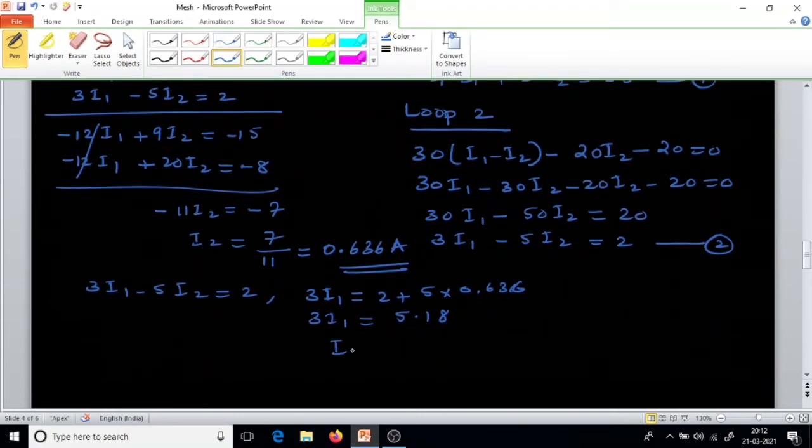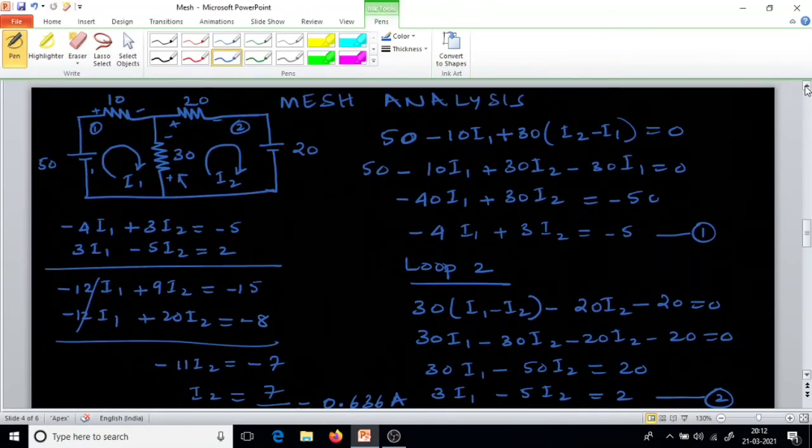Now I1 equals 5.18 upon 3. It comes to 1.726. We got both the currents, 1.726 and 0.636. Both are positive currents.